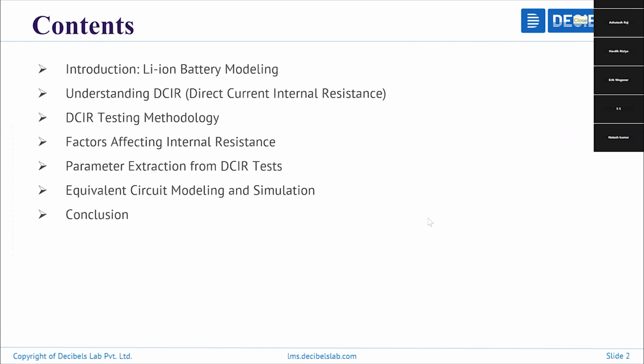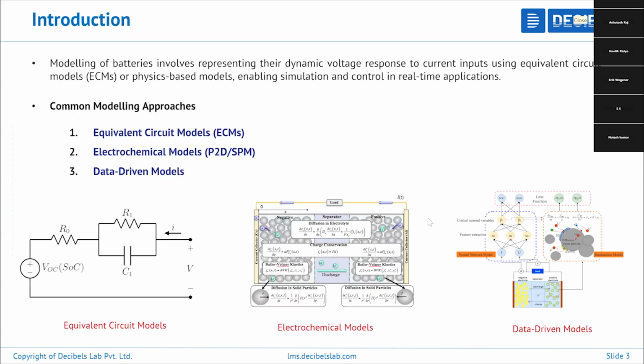So let's start. For the student boot camp, these are the contents. First, an introduction about the modeling basics, then understanding what DCIR is, then the DCIR testing methodology, then the factors that affect the internal resistance, and then how to extract these parameters from the DCIR test, then equivalent circuit modeling and simulations, and then conclusions. Okay. So what is modeling?